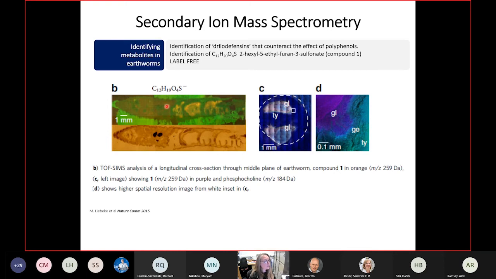By capturing the mass spectral information from along the body of this earthworm, we were able to identify Drilodefensin, a compound which was understood to enable the earthworm to digest pine cones, because people were unsure how earthworms have managed to survive in North America. And the benefit of this work in SIMS is that we're doing it label free, so we're able to identify these enzymes without doing any labeling. That's quite a useful thing to be able to do. This was published back in 2015.